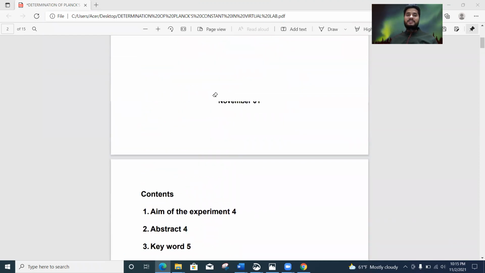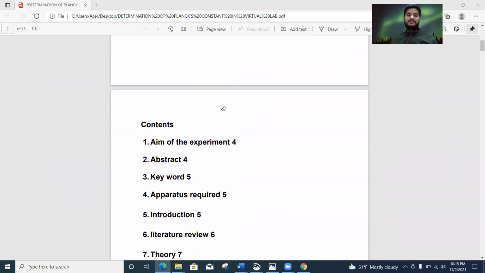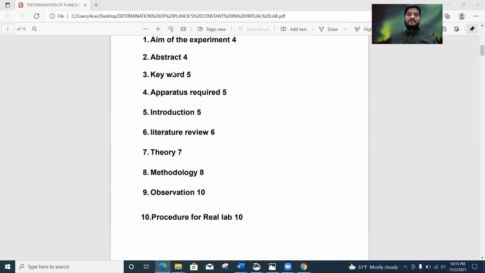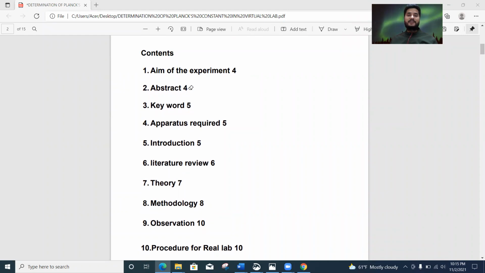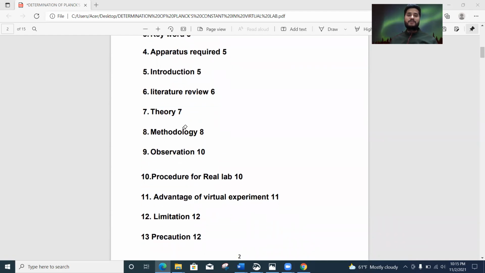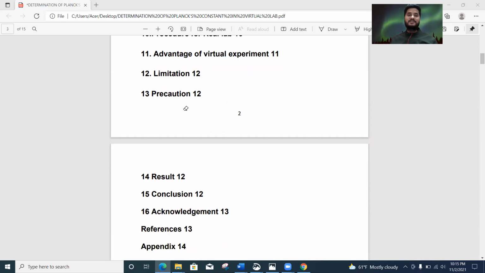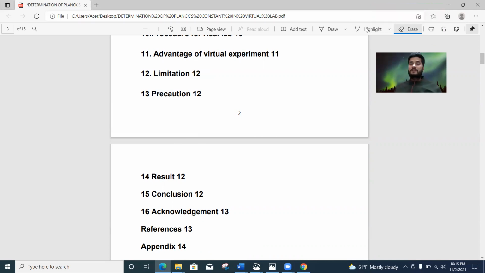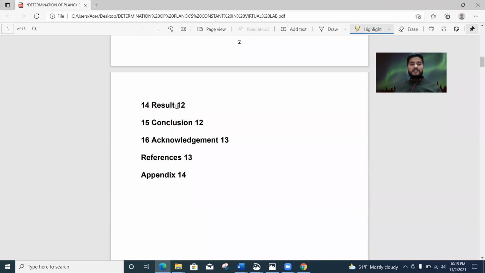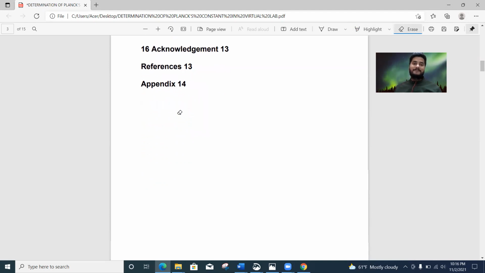On this topic, experimental verification and determination of Planck's constant, I have the following content: aim of the experiment on page number 4, abstract and their corresponding pages, keywords, apparatus required, introduction, literature review, theory, methodology, observation, procedure, as well as limitation, advantage of virtual experiment, precaution, result on page number 12, and similarly conclusion on page number 12, and acknowledgement, reference, appendix.